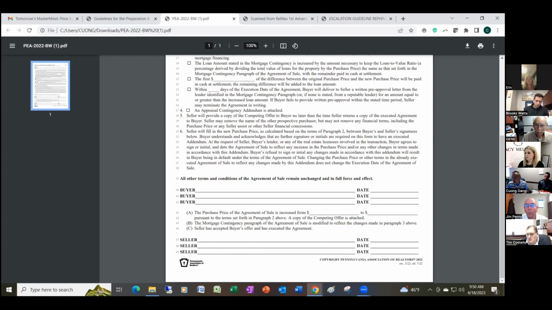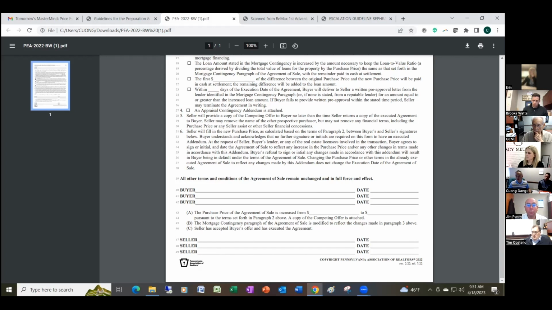Because if there are inspections, okay, let's say 10-day inspections, okay? The contract is executed today on the 18th. There was an escalation and we decided on the 20th, hey, let's make the change to the agreement of sale so that it's all in one document so the appraiser doesn't get confused. So we make the changes on April 20th, okay? But it was executed today on the 18th.